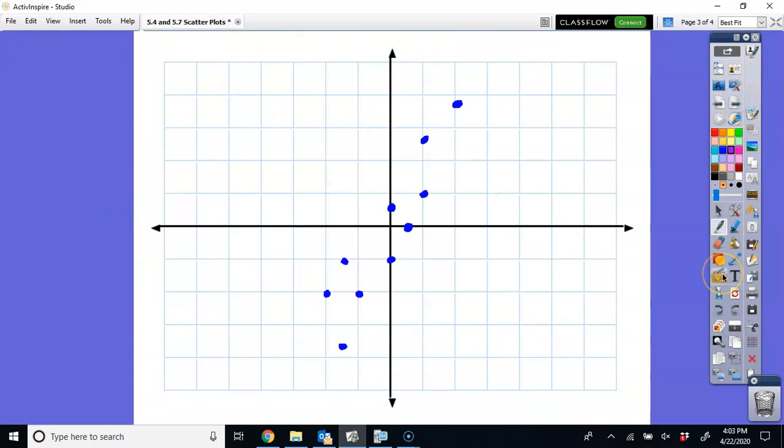So here's an example. You've got these points. We want to draw a best fitting line. Now if you want to try it on your own, you may want to draw these points on your paper, pause it, and try it first.